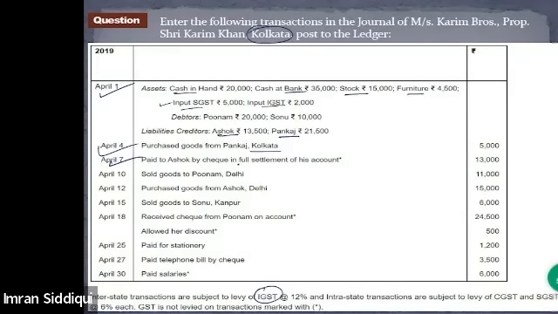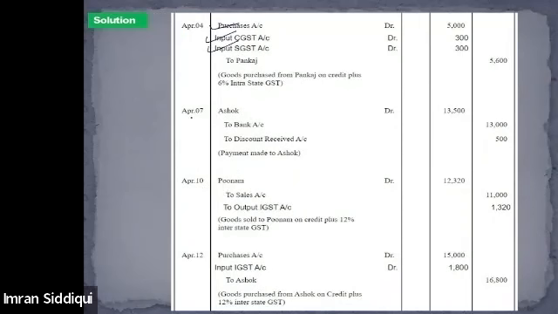And on April 7, paid to Ashok by cheque in full settlement of his account. What was the amount due towards Ashok? 13,500, and we are paying only 13,000 instead of 13,500. That means we are getting a discount of 500, right? So the journal entry for this will be Ashok account debit to bank account, to discount received. All right, I hope everybody is able to pass the journal entries.